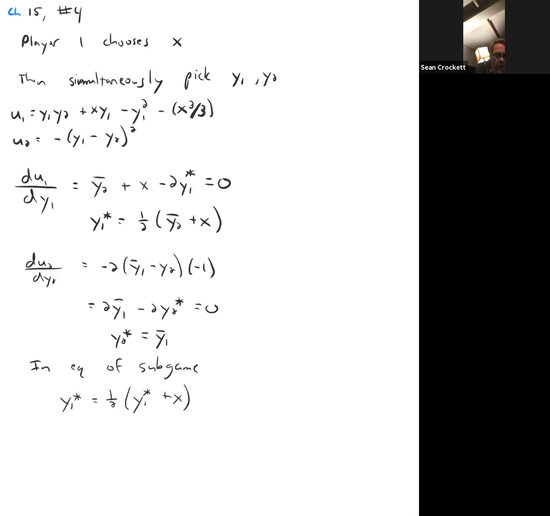Okay, and so I can subtract 1/2 y star from both sides, which means I'm just going to have 1/2 y1 star on this side equal to 1/2 x on this side. So clearly y1 star equals, we already know it's equal to y2 star equals x. We definitely solved this problem, right?